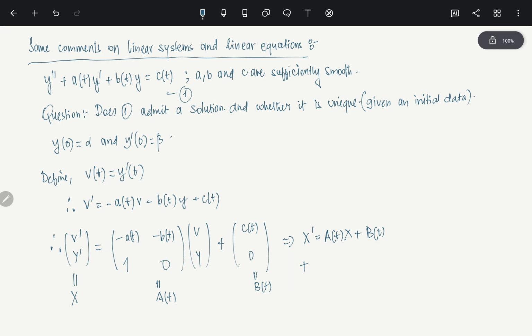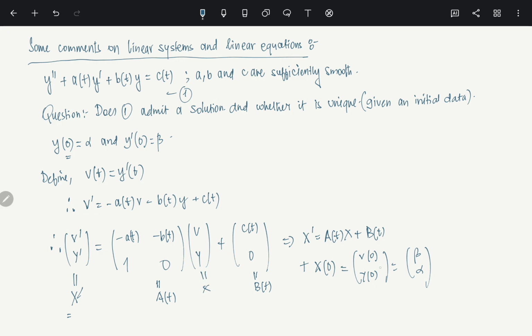What is the initial data? The initial data is y at the point 0 is alpha, and y prime, which is v, at the point 0 is beta. So what is x at the point 0? It is the vector of v and y at the point 0, which is given by beta and alpha. I hope this is clear. I think it is correct also, right? Sorry, this is x prime, so this is x.